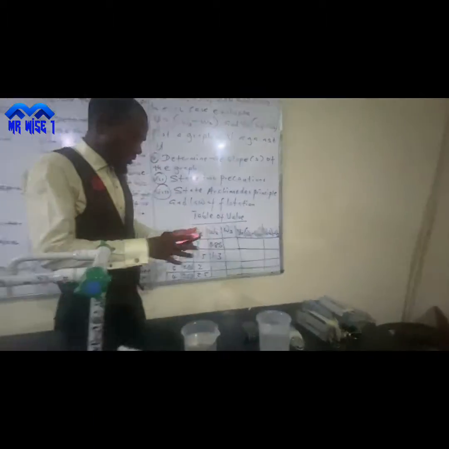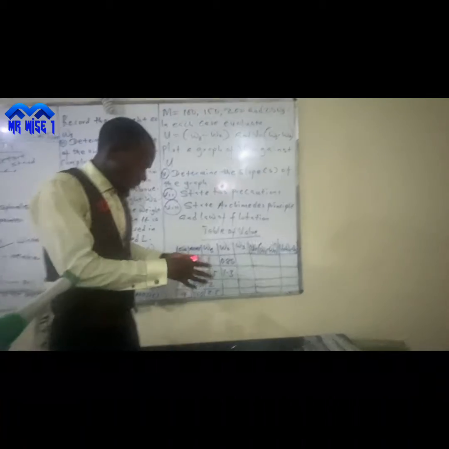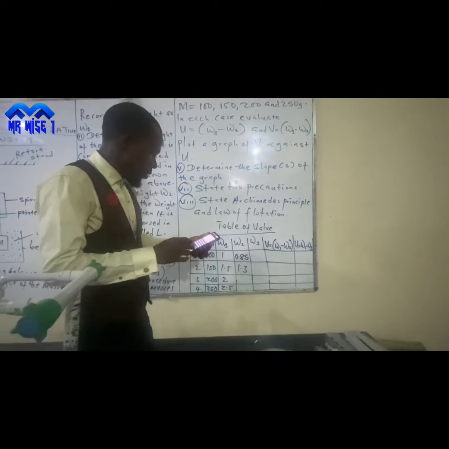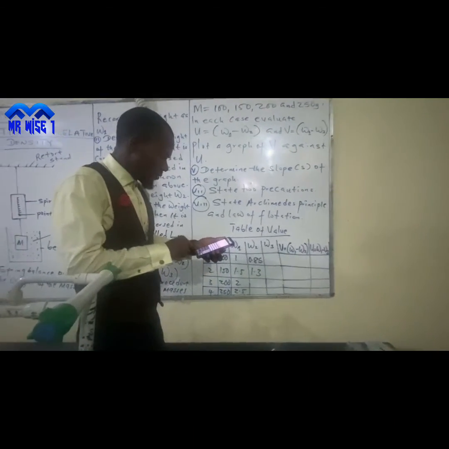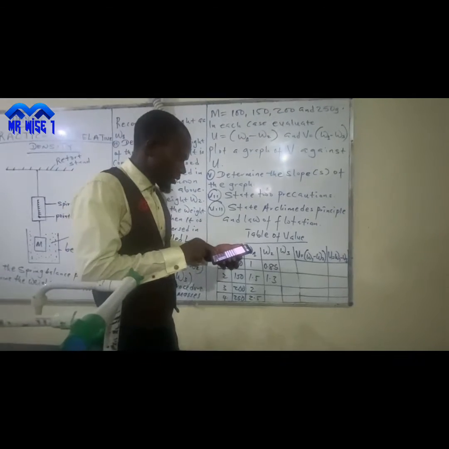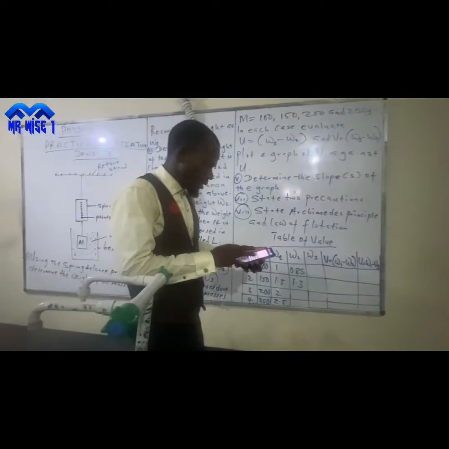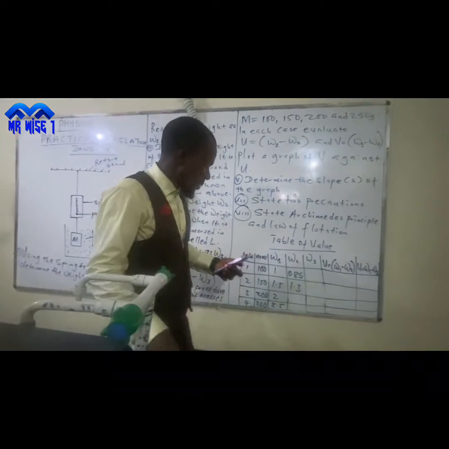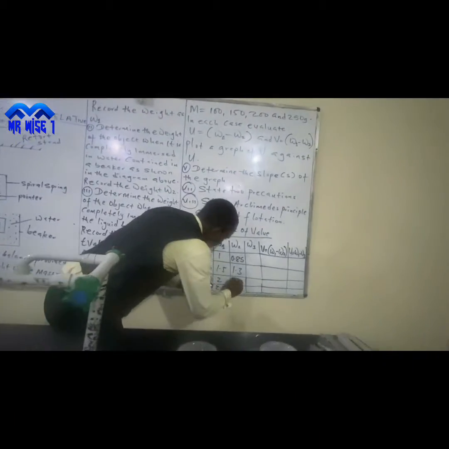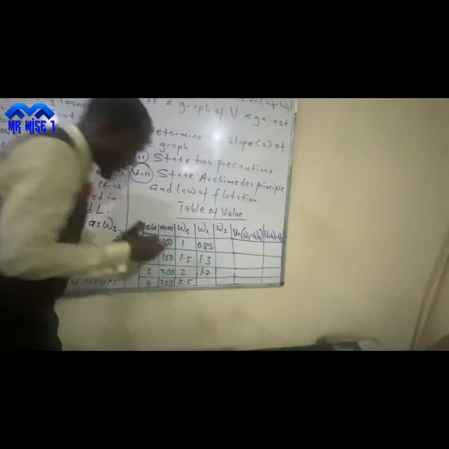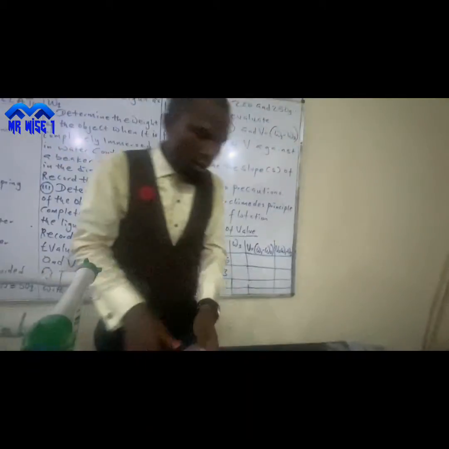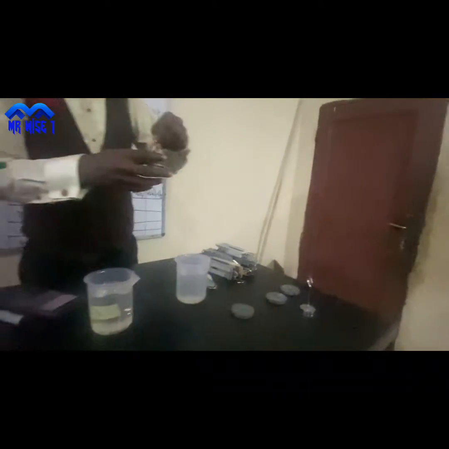Okay, the same thing I'm going to do. 170 divided by 1000, I have my 0.17. 0.17 times 10, I have my 1.7. As you can see, it's increasing. The last one there, I'll still add another mass of 250 gram.